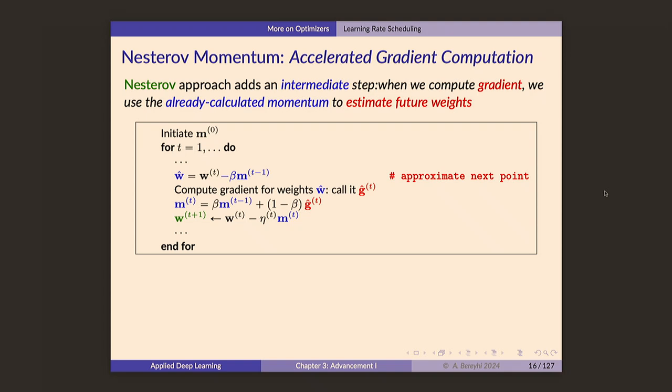So basically, you move along the second vector. This point is w hat. I start from w t, I go to w hat. Now instead of g, I'm going to compute g hat. Probably this g hat is not exactly g, but it's going to be a good estimator of it. And then I move in that direction.